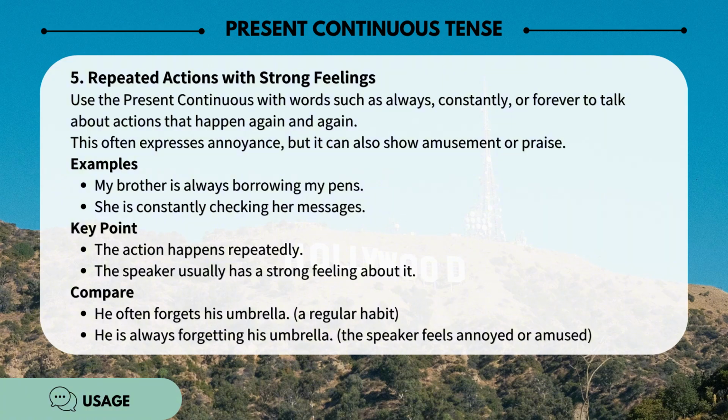Now compare these sentences. He often forgets his umbrella. This is simply a regular habit. Now listen to this. He is always forgetting his umbrella. Now I sound frustrated, or maybe amused. So both sentences describe repeated actions. The difference is the speaker's attitude. That's what makes the present continuous special here.